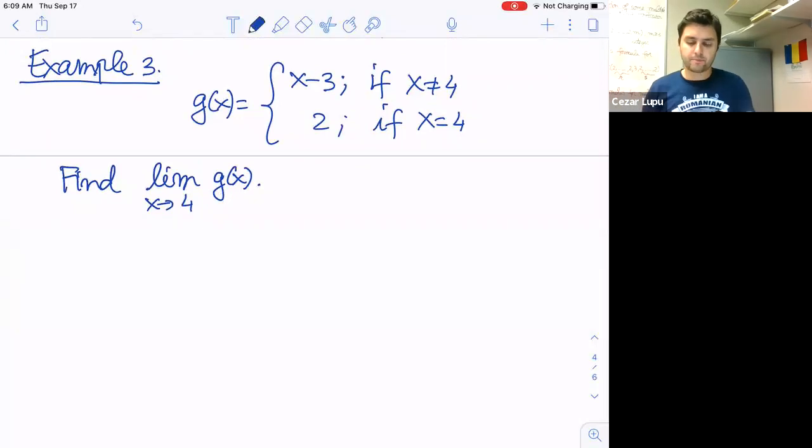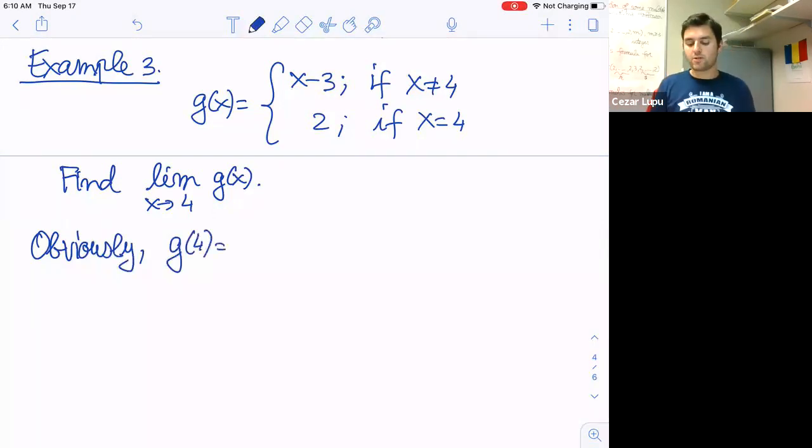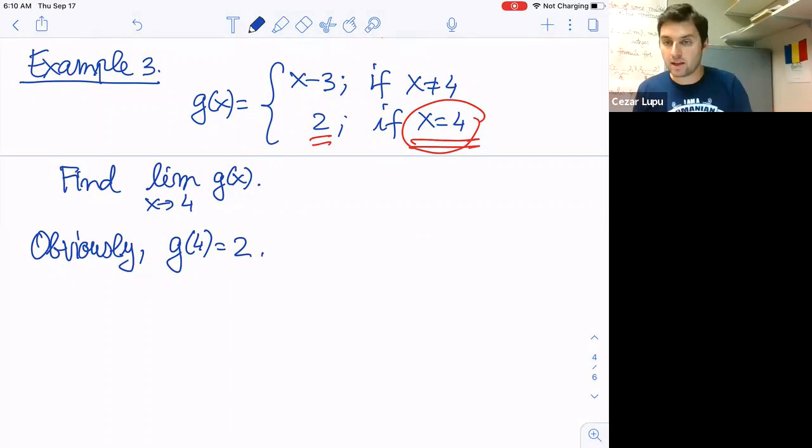Okay, I want you to look at it. And let's analyze it. First of all, what is g of 4? Well, obviously g evaluated at 4. Let's look at our function. As you can see, you find it here. You have this value here, but x equals 4, and then you'll have 2. So g of 4 is nothing else than just 2. All right, so I know exactly what happens with the function at the value x equals 4.